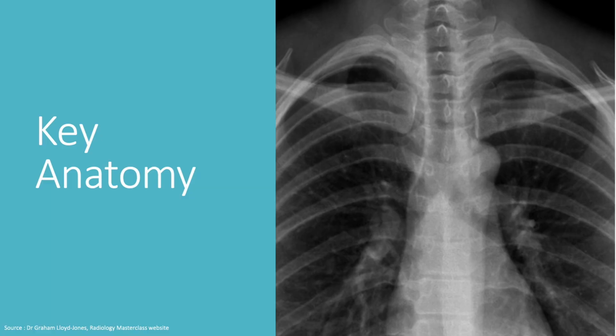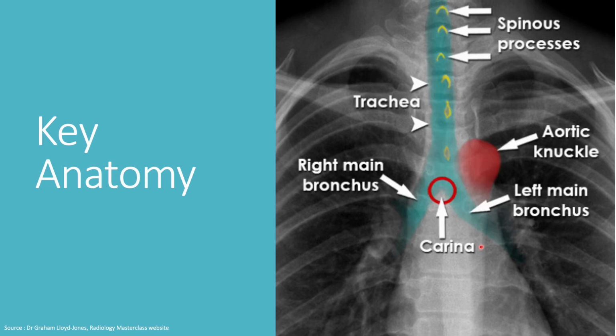To assess endotracheal tube position, you must first identify the relevant anatomy. The most important structures are the trachea, the carina, and the right and left main bronchi. On a chest x-ray, the trachea typically lies slightly to the right of the midline. The carina is the point where the trachea divides into the right and left main bronchi. This is the most important landmark for judging the tube depth.